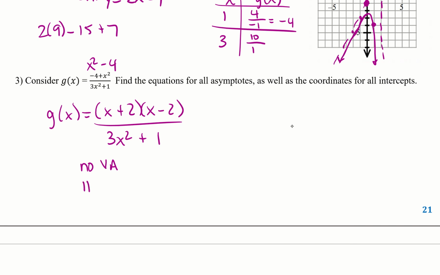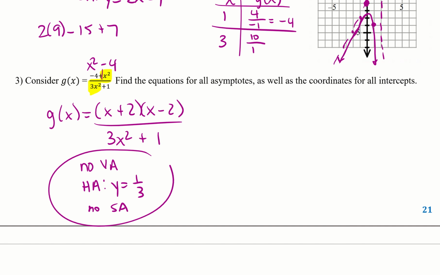The horizontal asymptote does exist. If I compare the degree, I have a 2x squared, degree 2, on the top and bottom. The ratio of the leading coefficients is 1/3. And if there's a horizontal asymptote, there is no slant asymptote. So there's only one asymptote here, which is interesting. We're not actually graphing this one, but we'll check it out on the graphing calculator so you can see it.